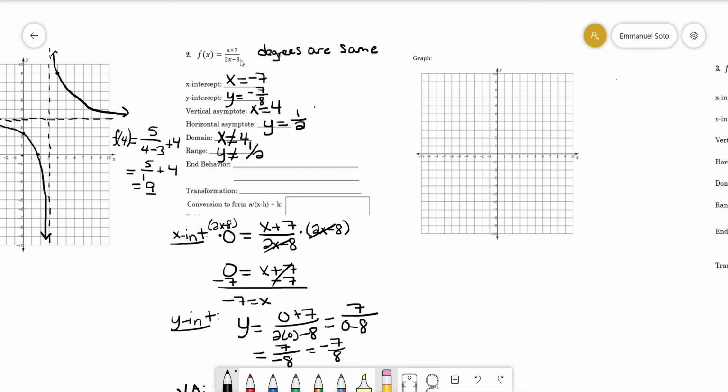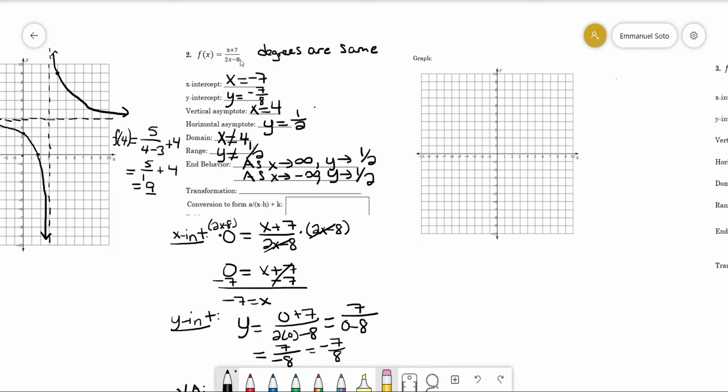For our end behavior, we're going to use the following template. Remember, as x gets bigger and bigger on the right side, the graph is trying to approach the horizontal asymptote at 1/2. Same thing on the left side. If x is growing more negative, then the graph is still approaching the horizontal asymptote at 1/2.